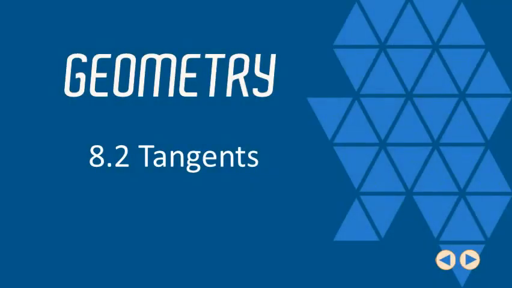Okay, folks, here we are at 8.2. We're going to be talking about tangents. We talked in the last section about secants, where a line intersects a circle at 2 points. Now we're going to be talking about it where it intersects at 1 point.